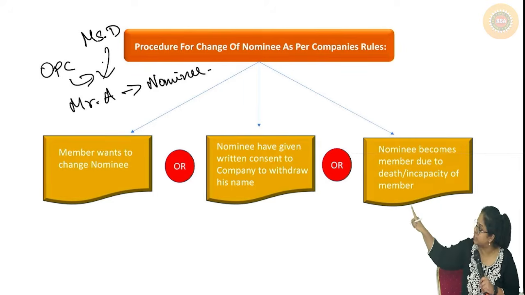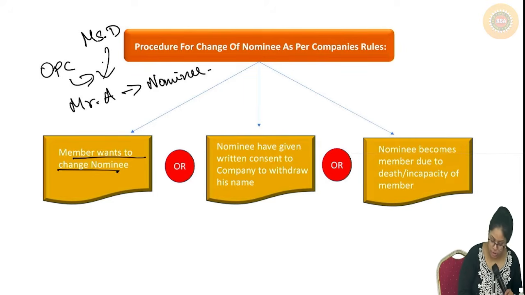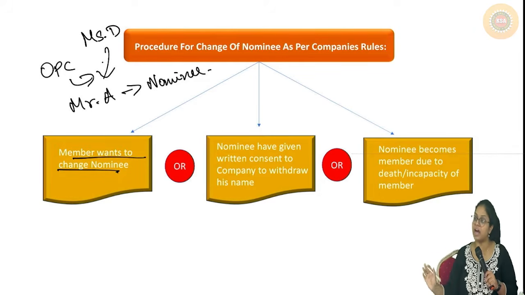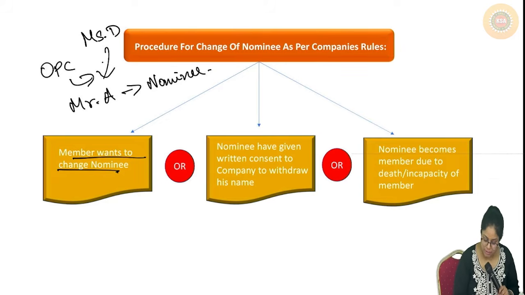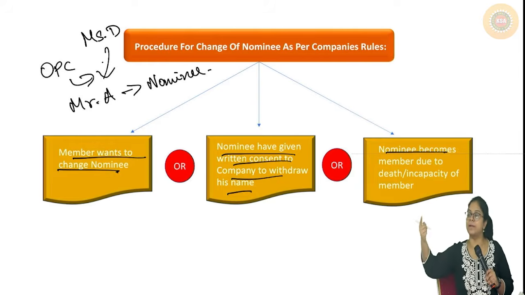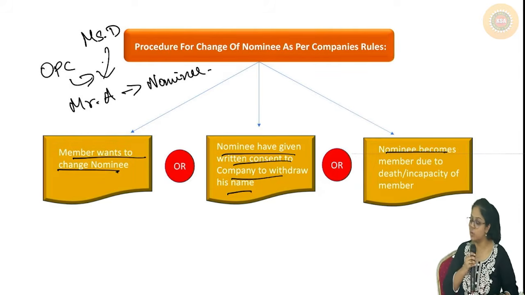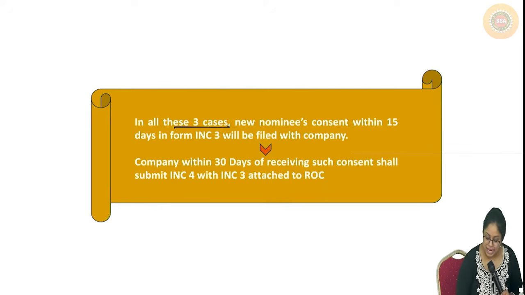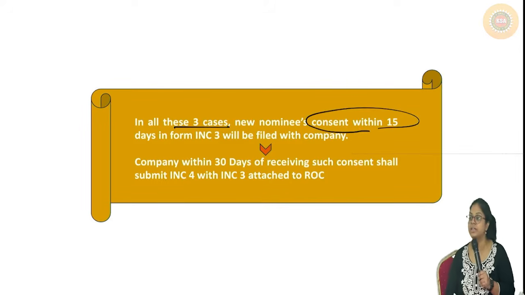If the member wants to change the nominee, or the nominee himself says he does not want to continue as nominee in this company, or the nominee becomes a member because something happens to me and he has to step in my place, in these three situations, the nominee has to follow the following procedure. He needs to give his consent within 15 days.